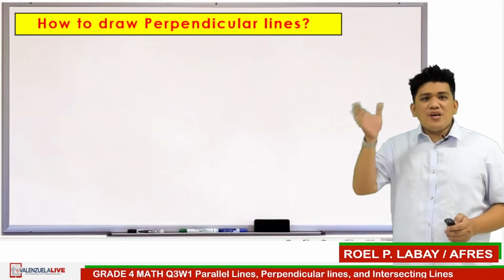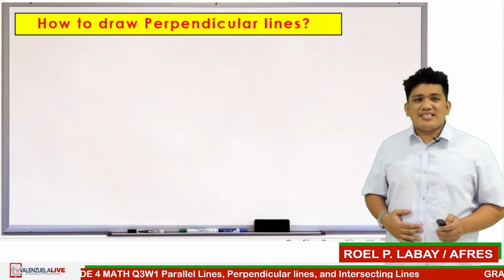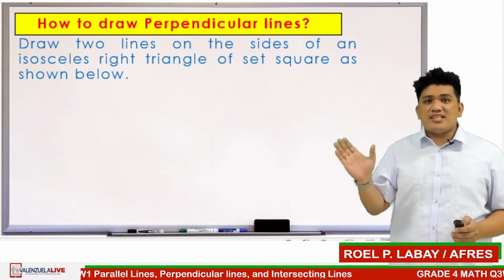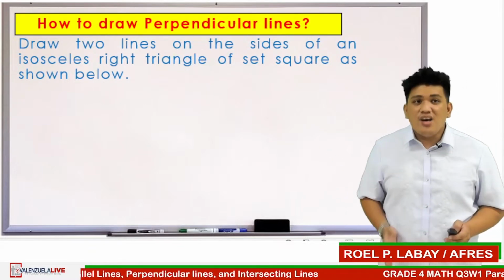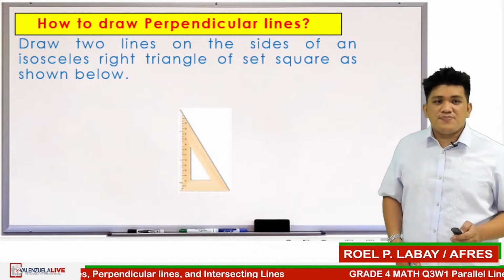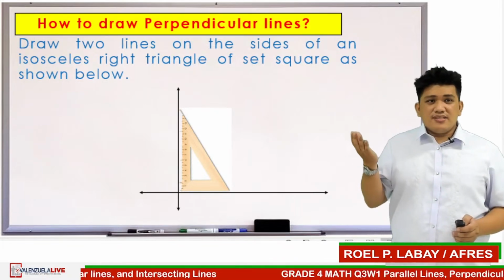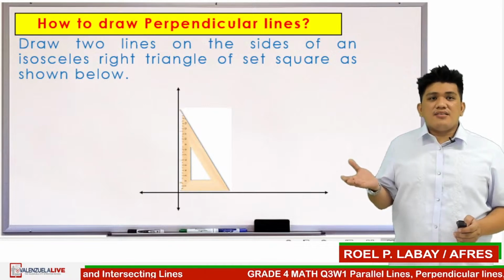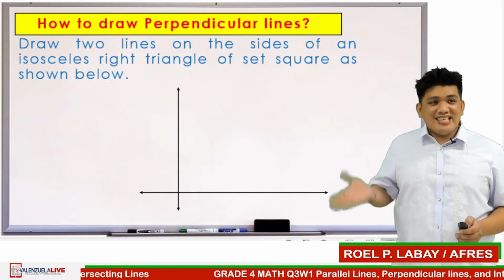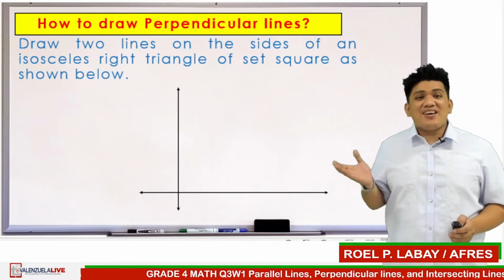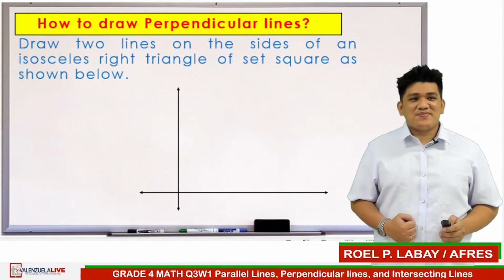Now, how can we draw perpendicular lines? First, we will draw 2 lines on the sides of an isosceles right triangle of a set square as shown below. And then, therefore, this is now a perpendicular line because it forms a right angle.